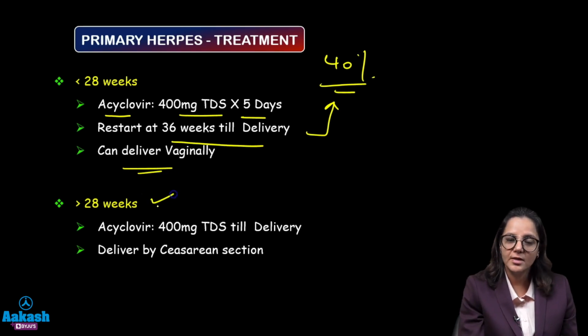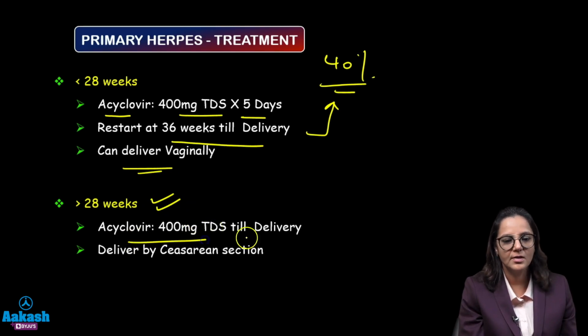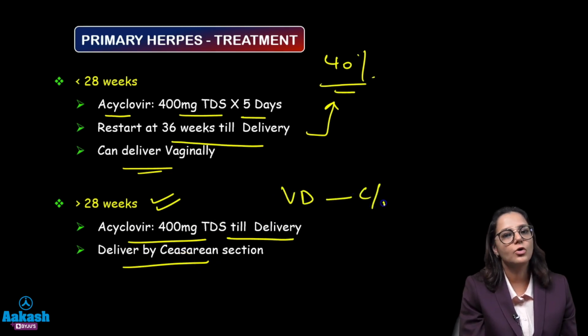But if the patient has developed this primary infection after 28 weeks, we will put her on acyclovir till delivery. We are not going to stop it and will deliver the patient only by cesarean section. Vaginal delivery is contraindicated. In recurrent herpes, the fetal transmission was really low.